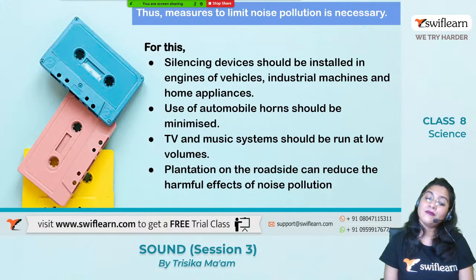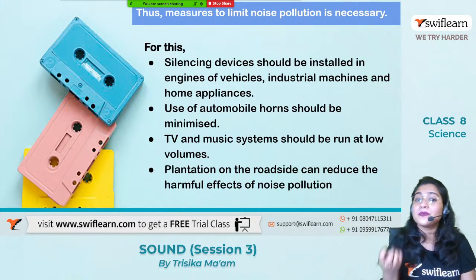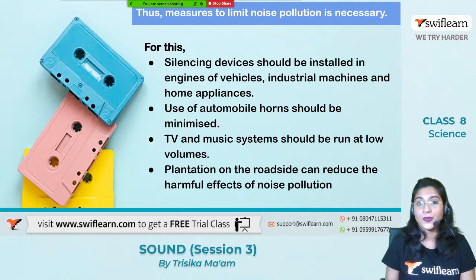And the next thing which we can do is, we can plant different trees on the roadside, because we already know that plants absorb the sound energy, right? So that will reduce the harmful effect of noise pollution.